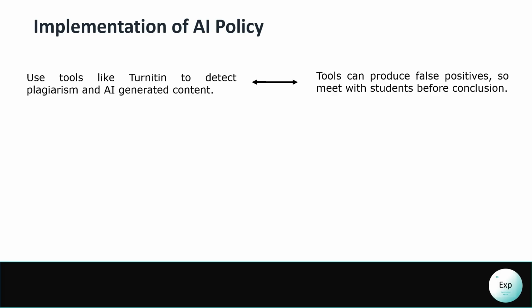So before you jump to any conclusions, meet with your students, ask them how they are approaching things, and explore what could have caused the positive. It may be that the student cheated. It may be that Turnitin detected something else.